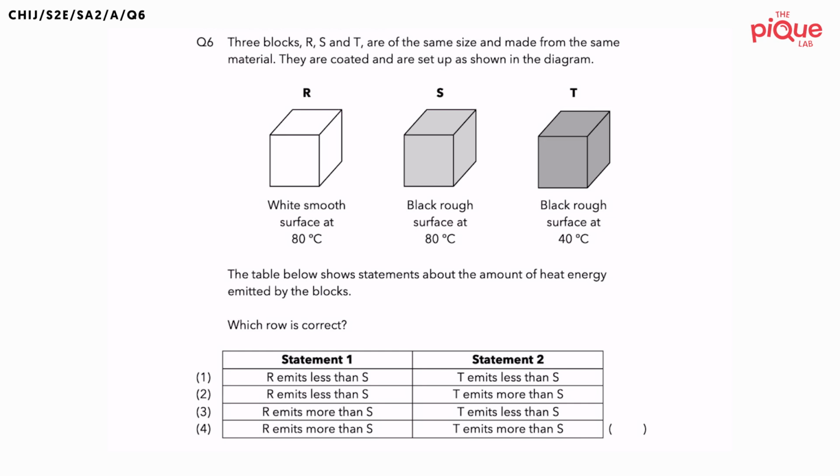We have 3 blocks labelled R, S, and T that are of the same size and made from the same material. They are coated and are set up as shown in the diagram below. The table below shows statements about the amount of heat energy emitted by the blocks. Which row is correct? Now, the question here is asking us about the amount of heat energy that is being emitted. So what topic do you think this question is asking us?